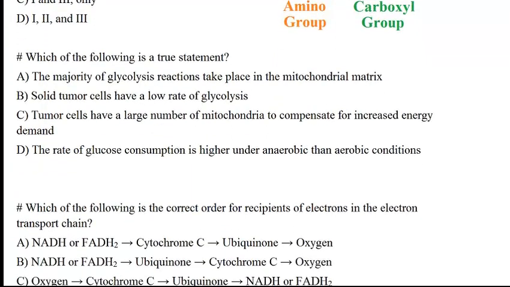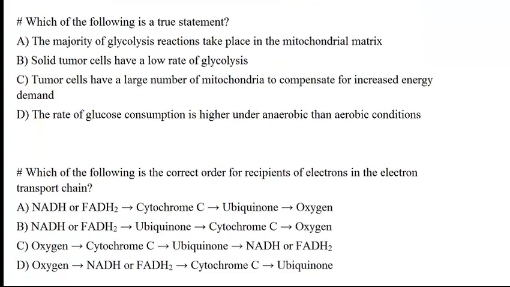All right. Next question, which of the following is a true statement? The majority of glycolysis reactions take place in the mitochondrial matrix. No, we already discussed it takes place in the cytoplasm. That's why the 2 NADH that are produced from glycolysis, it takes some energy to transfer them to the mitochondrial matrix. So choice A is incorrect.